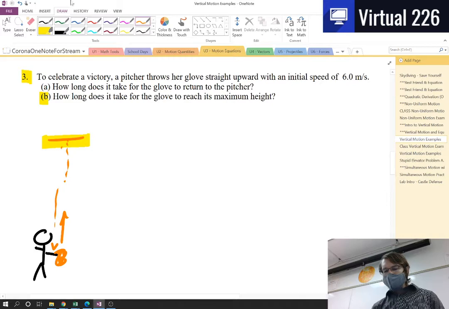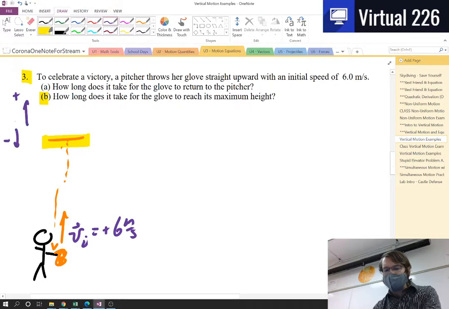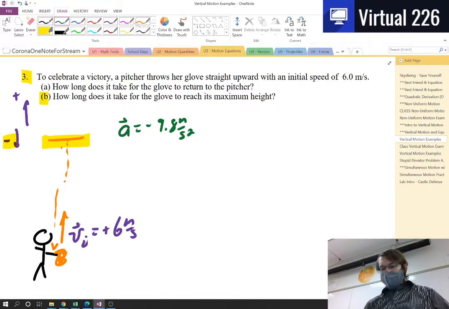What we know initially is that she's throwing this glove up with an initial speed, VI, of positive 6 meters per second, because we're going to call upwards the positive direction, and that means down is the negative direction. We also know a few other things. For both problems, A and B, we know acceleration is due to gravity, negative 9.8 meters per second squared, negative because we called down the negative direction, and gravity is acting down.